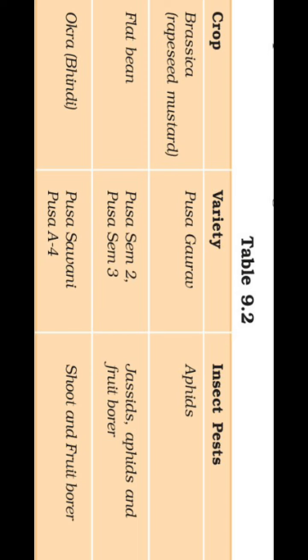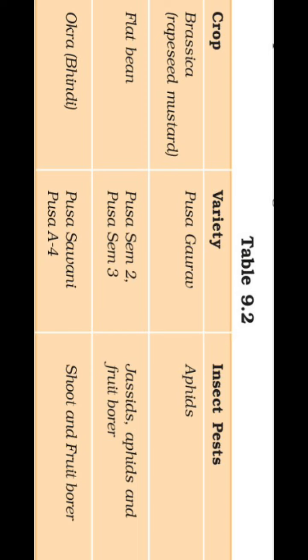This table is also very important for theory examinations as well as for competitive examinations. As I told you, crop variety and insect pests. Crop Brassica, rapeseed mustard. Variety name is Pusa Gaurav. It is resistant to insect pests such as aphids.